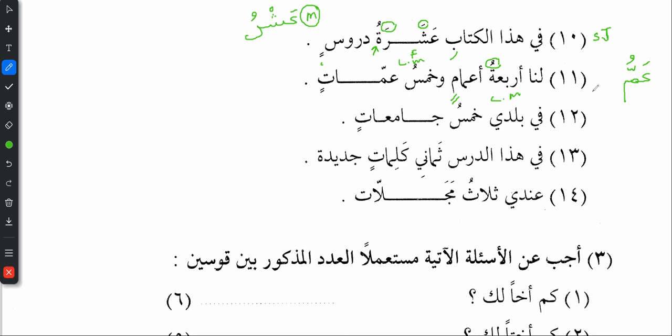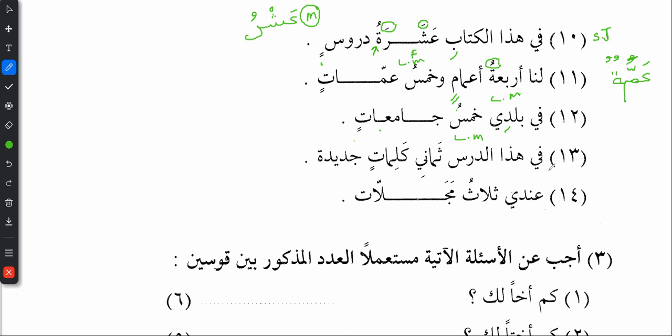So if you add a ta marbuta here, it becomes feminine. Ammatun. So it will be Ammat. Ammatin. So we have four uncles and five aunties. And fil biladi khamsu late mubtada jami'atin. In our country, we have five universities. Jami'at, five universities.